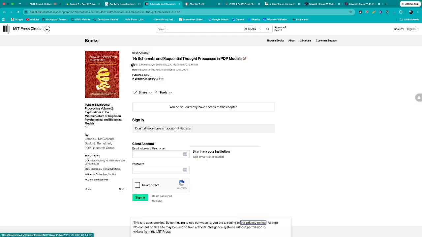Okay, this is the book Parallel Distributed Processing. So I think that's where the other article is from. I'm not going to get into this article because I don't have permissions, but this was from Rumelhart, Smolensky, McClelland, and Hinton. This was chapter 14, Schemata and Sequential Thought Processes in PDP Models.